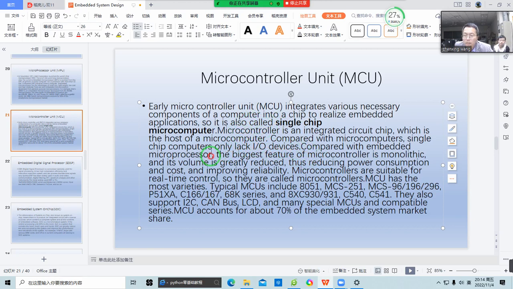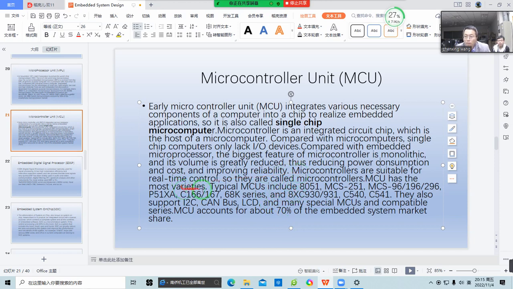Compared with an embedded microprocessor, the biggest feature of a microcontroller is that it is monolithic. However, the volume is greatly reduced. The size is very small. Because the size is small, the power consumption is small, like the processor inside a mobile phone. It also improves reliability, because with a small size, electronic interference inside the circuit is very hard to happen.